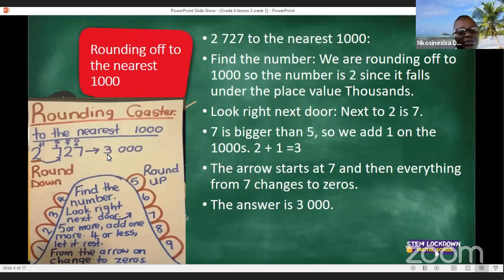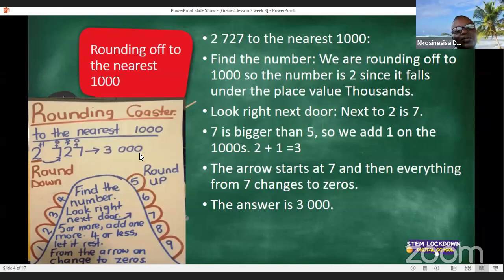Now let's read the last rule. The last rule says, from the arrow, we change to zeros. The arrow is here on the 7. Remember when we looked right next door, we drew an arrow next door. So from 7, we change the 7 to be a 0. We change the 7 to be a 0, and the only number that stays is the one that we have rounded down or rounded up. In this case, we have rounded up. So we say 2 plus 1, and we got 3, and then everything changed to zeros. So now the answer is 3,000.